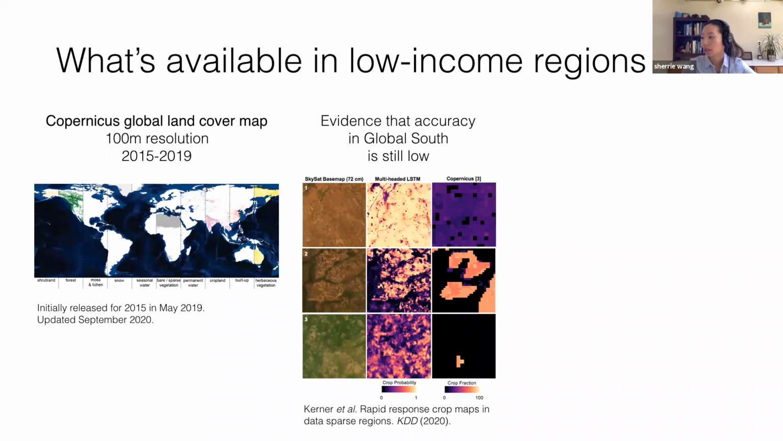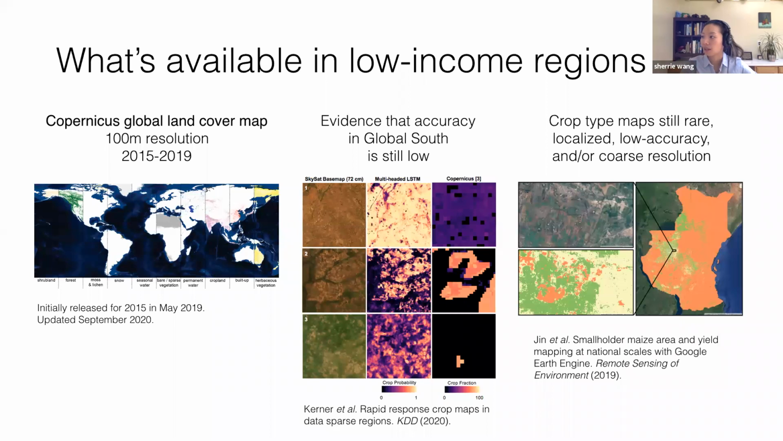And what they're showing is their model in the middle column, and then the Copernicus map on the right. And they labeled a bunch of their own satellite imagery in order to produce those maps in the middle. And what they found was that Copernicus is actually very different from what the satellite imagery looks like and what their model is predicting. So even though it appears that we have global maps in some cases, the quality is, again, very uneven across the world.